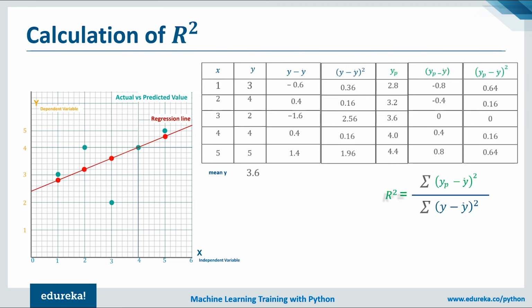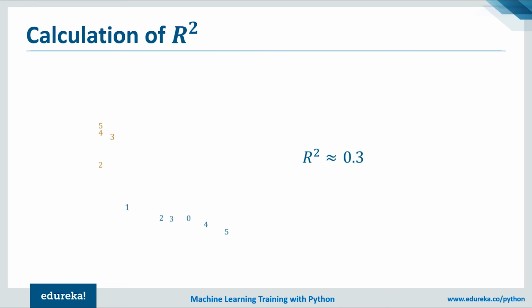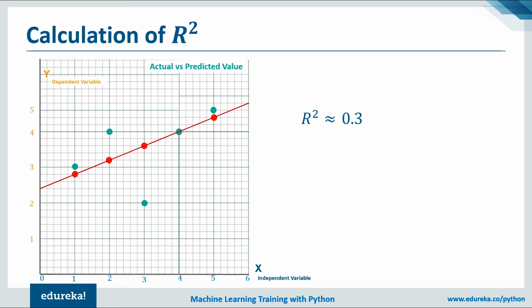Now, as the formula suggests, we take the summation of (y predicted minus y bar) whole square and the summation of (y minus y bar) whole square. On summating (y minus y bar) whole square, what you get is 5.2. And the summation of (y predicted minus y bar) whole square is 1.6. So the value of R square can be calculated as 1.6 upon 5.2. The result you'll get is approximately equal to 0.3. Well, this is not a good fit. It suggests that the data points are far away from the regression line. So this is how your graph will look when R square is 0.3.